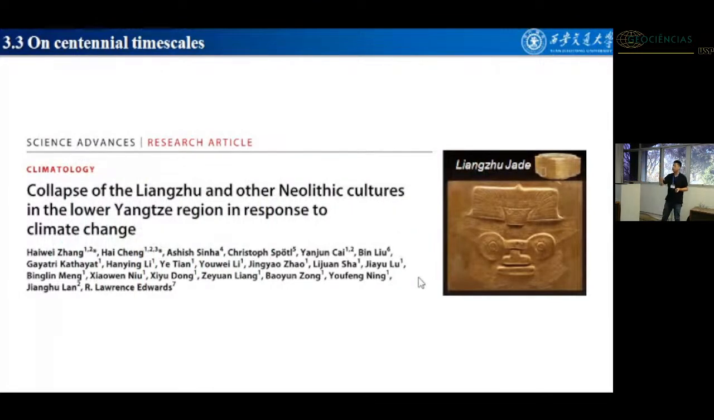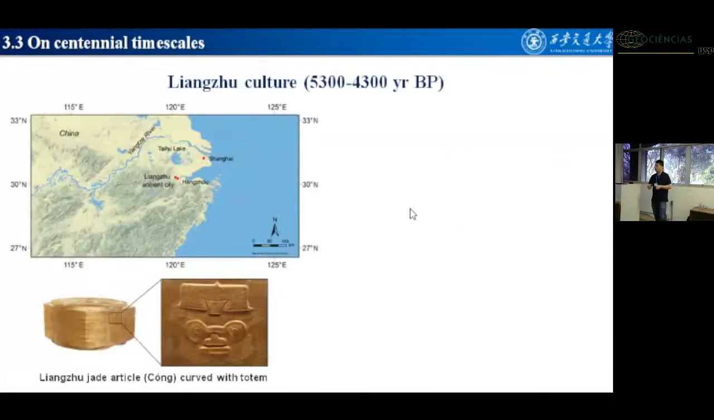Here I show another work. We use the speleothem records from Southeast China to discuss climate change and cultural evolution. In Southeast China, this location has a very famous culture called the Liangzhu culture. It's about 5,000 years ago, and at 4.3 thousand years ago, it suddenly collapsed.